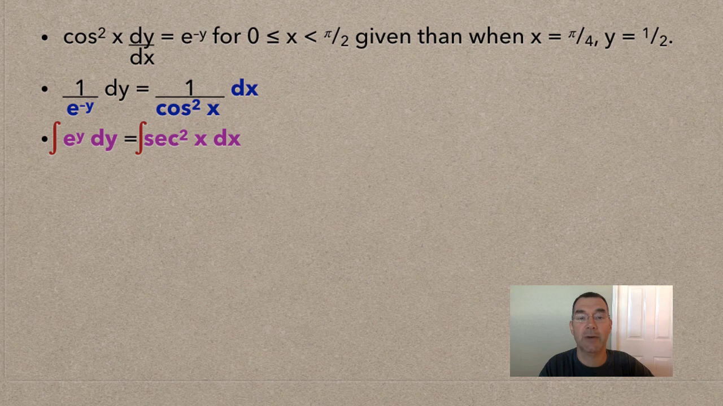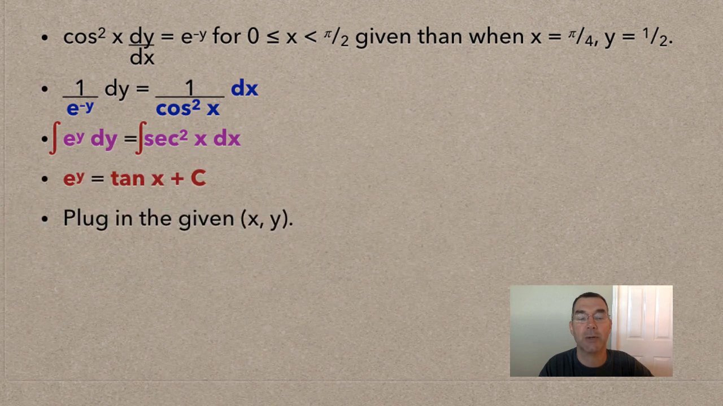And now I'm ready to integrate both sides. The antiderivative of e to the y is just e to the y, and the antiderivative of secant squared is just tangent x. And again, I do have constants on both sides, technically, of that equal sign, but I'm just going to collect them on the right-hand side of that equal sign, so I only have to solve for one thing. Now I'm going to plug in the x and the y that I was given. Pi over 4 is my x, and 1/2 is my y.